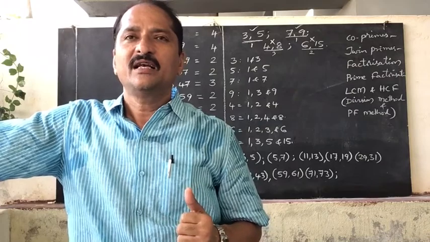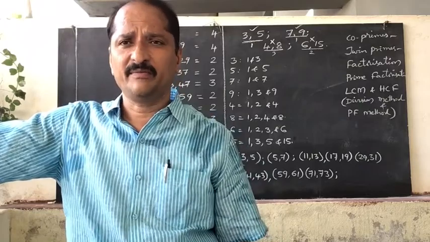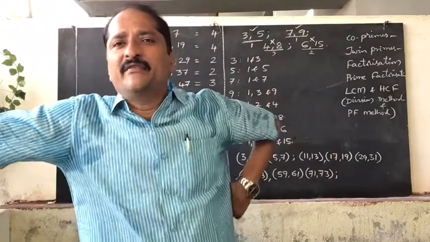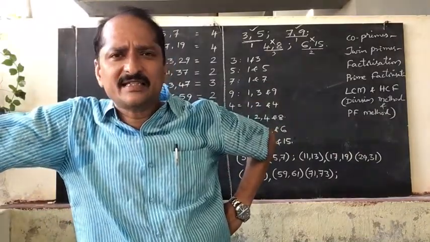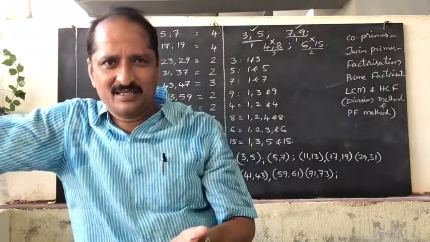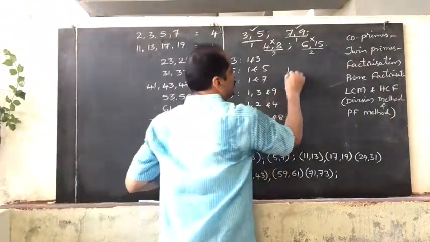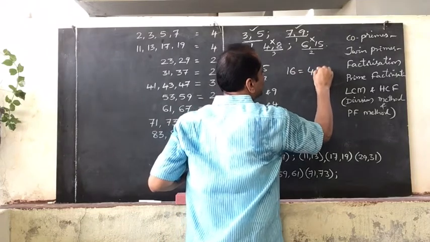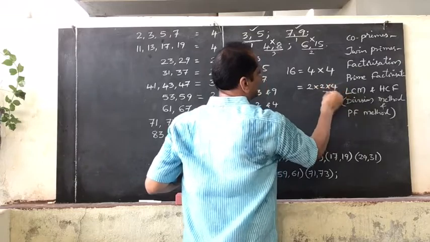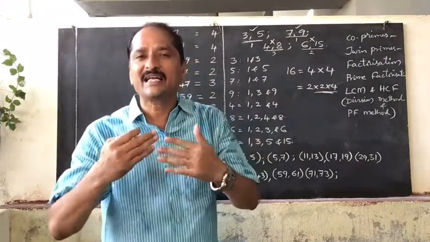Now let us know about prime factorization, very, very important. Before that, factorization. Factorization means dividing the given number as a product of 2 or more numbers. For example, take 16. 16 can be written as 4 into 4, or otherwise 2 into 2 into 4. Like this you can write. A product of 2 or more numbers is called factorization.